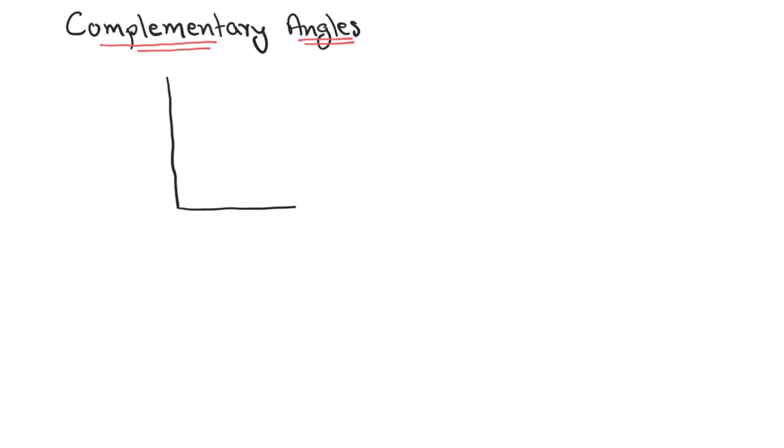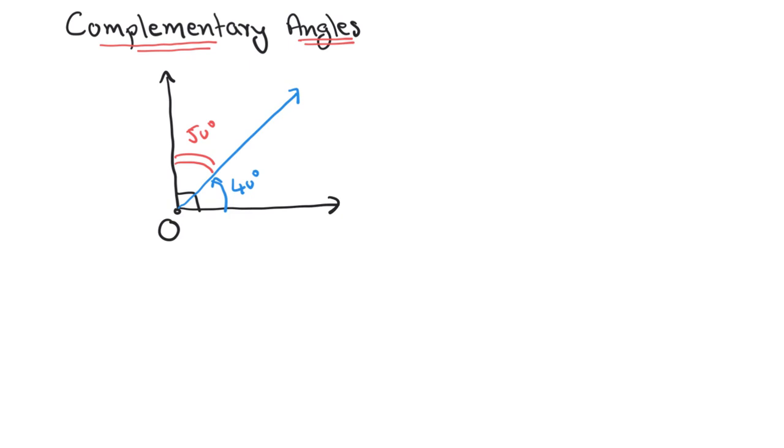Yes, we know what it is. A 90-degree angle is called a right angle, isn't it? Let's draw an arm over here. Let us assume this angle is 40 degrees. So how much will this angle be? It will be 50 degrees.